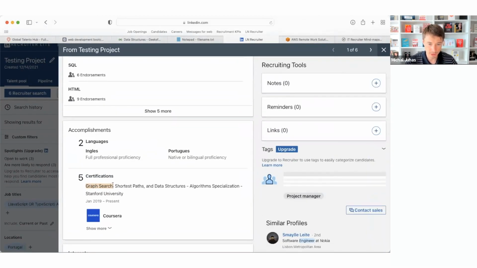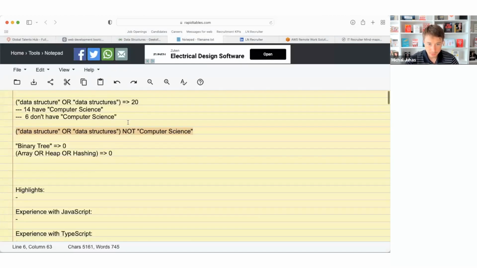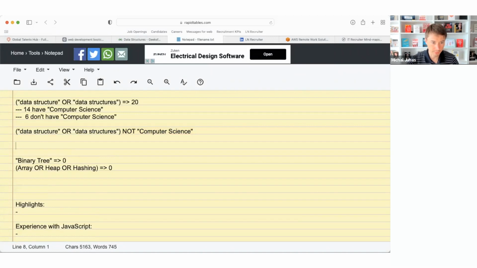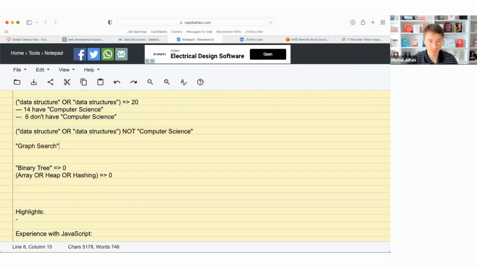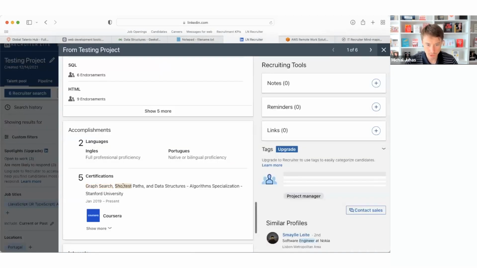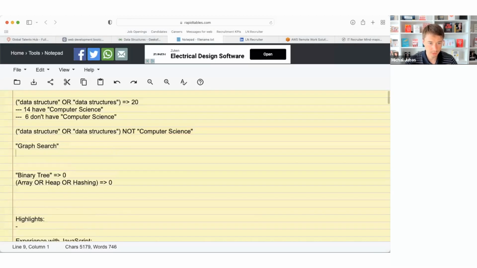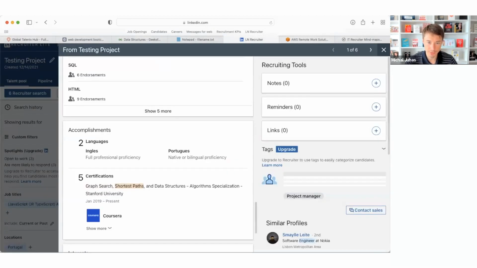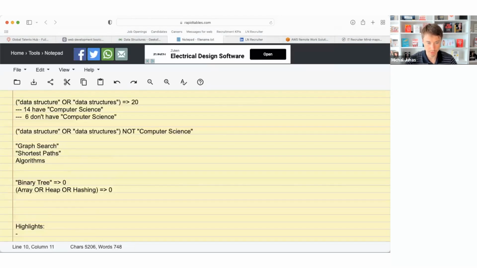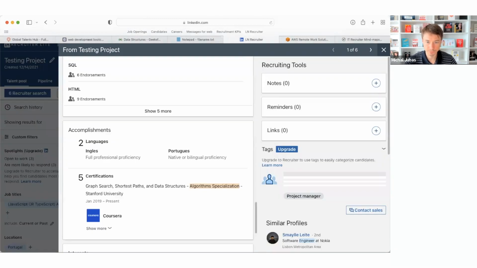But they don't have computer science. It doesn't matter really. Okay, fair enough, because now we have revealed one more keyword, shortest path, another one. And the third keyword would be algorithms. Maybe just algorithms. Let's just try algorithms.